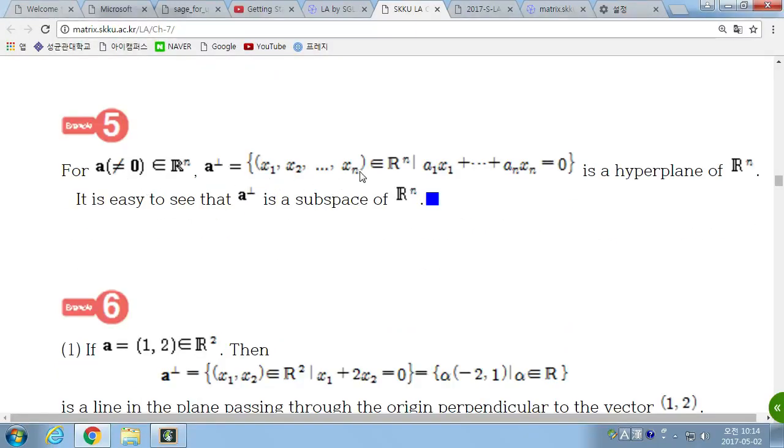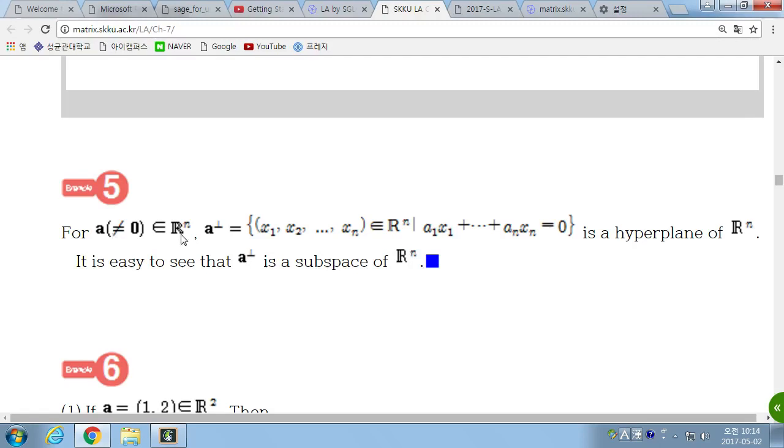Okay. Then this is when you have a non-zero vector A, then A perp is a hyperplane of Rn, and we can show A perp is a subspace of Rn. How we can show it?